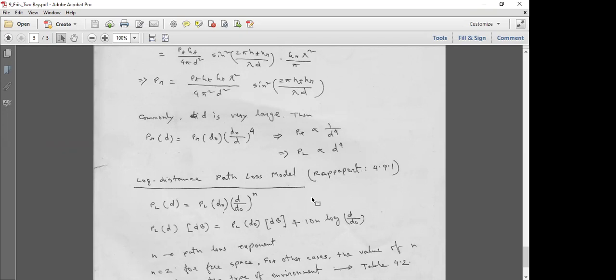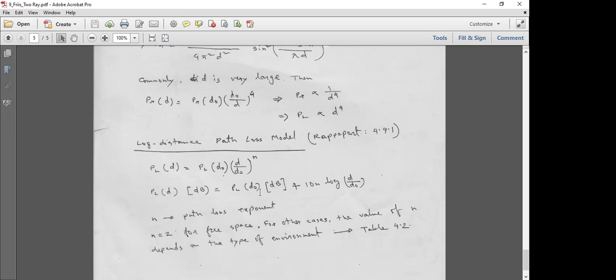So in general, we can say that PL will have this relationship where the exponent we just show as some variable n, and for a particular environment you can try to find out its value. Maybe you do some experiments, take the received power levels at different distances, calculate the path loss, and then extrapolate and find out the value of your exponent.